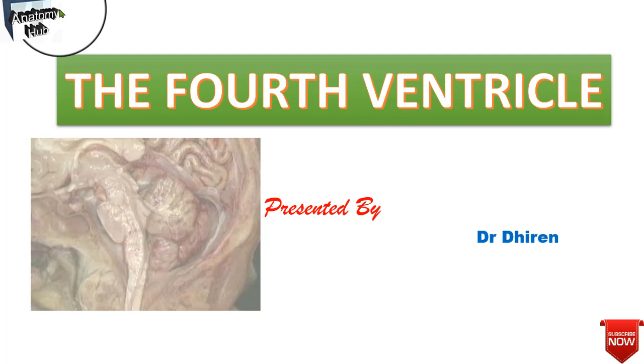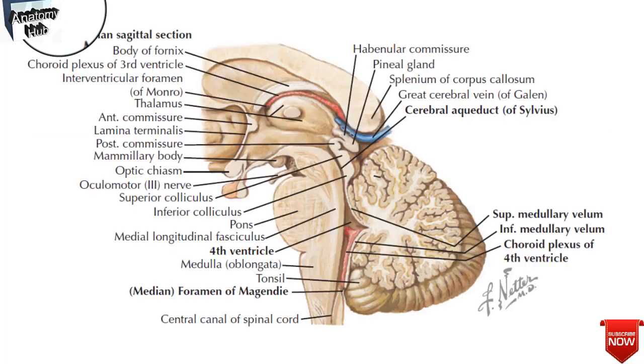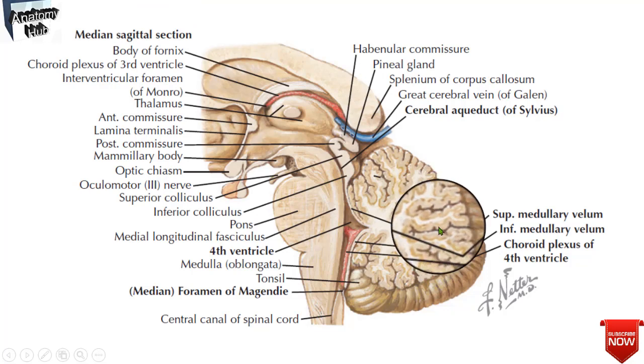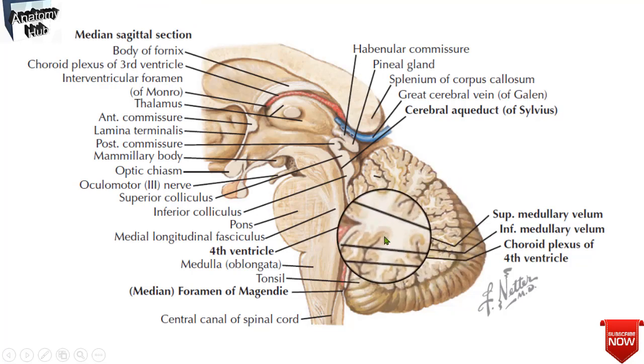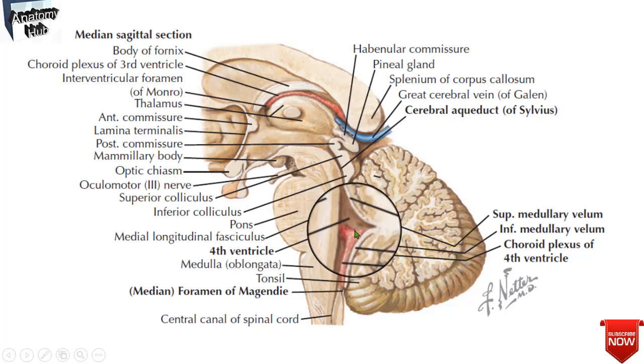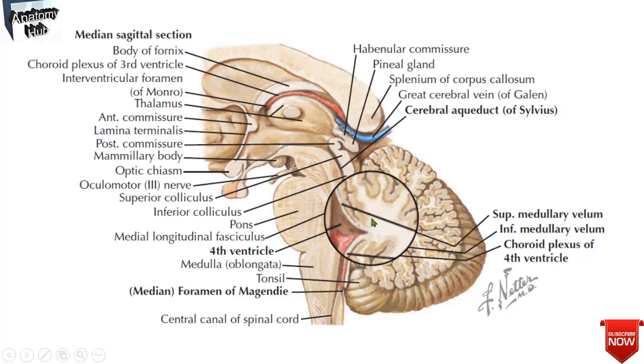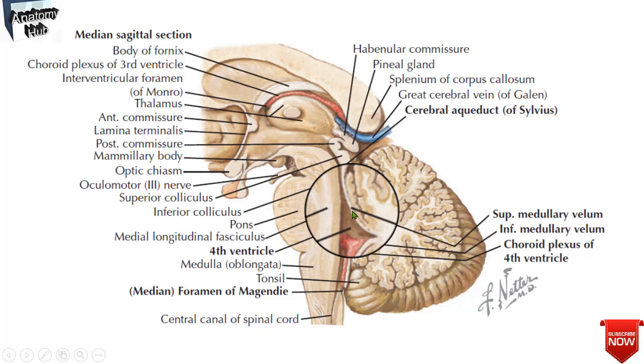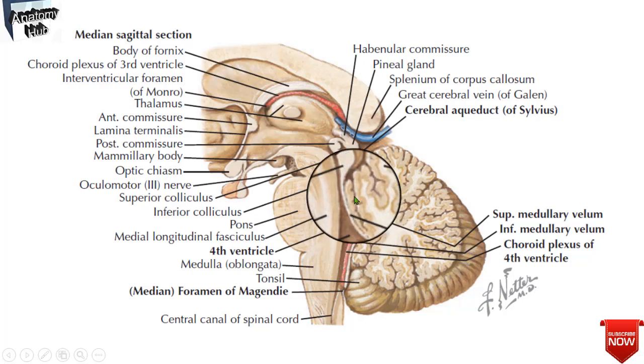For the proper understanding of the anatomy of the fourth ventricle, it is very necessary that some of the features of the gross anatomy of the cerebellum and of related structures be clearly understood. Here you can see the cerebellum, which is intimately related to the fourth ventricle, and the upper part of the ventricle is related to the superior medullary velum.